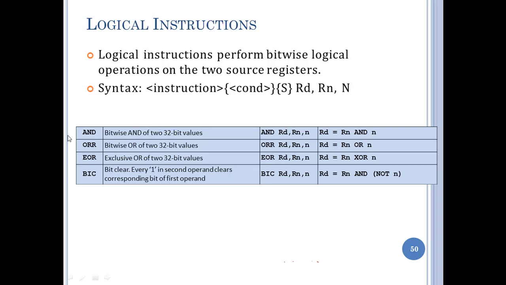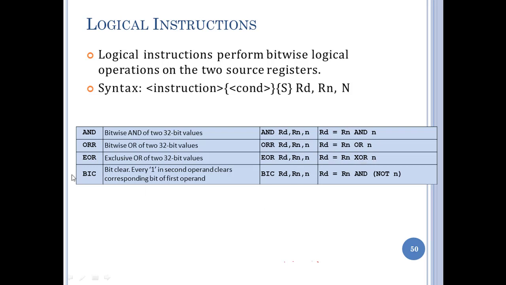Coming to AND, the destination register will have the result of Rn AND N, the two source operands, and the result will be saved in Rd. Similarly for OR, Rn OR N, store the result in Rd. For XOR, you know the truth table of XOR: for dissimilar inputs you will have 1. Here also there are two source operands, Rn and N, XOR, and the result will be saved in Rd.